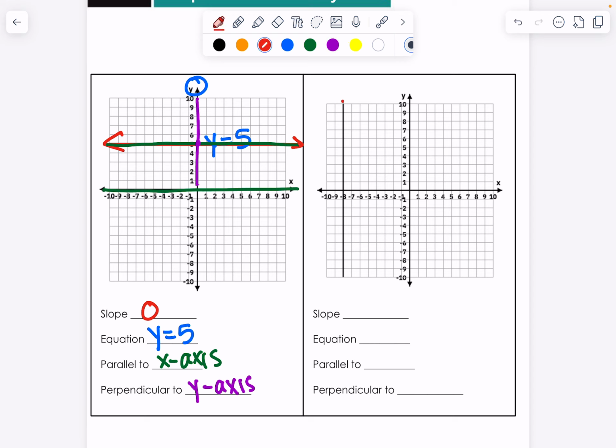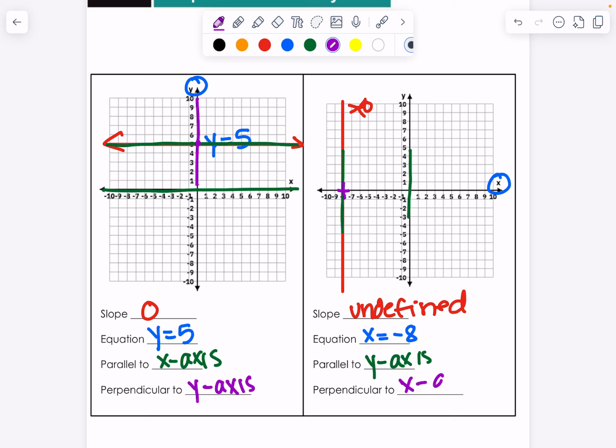Now for our next one, I have an equation that goes up and down. So remember, when it goes up and down, if you draw a little person, he falls off. Its slope is undefined. It's not possible. Our equation touches the x-axis right here at -8. So my equation is x equals -8. And it's going to be parallel. So this line right here does not touch the y-axis. It's parallel to the y-axis. And it's perpendicular. It touches the x-axis. So perpendicular to the x-axis.